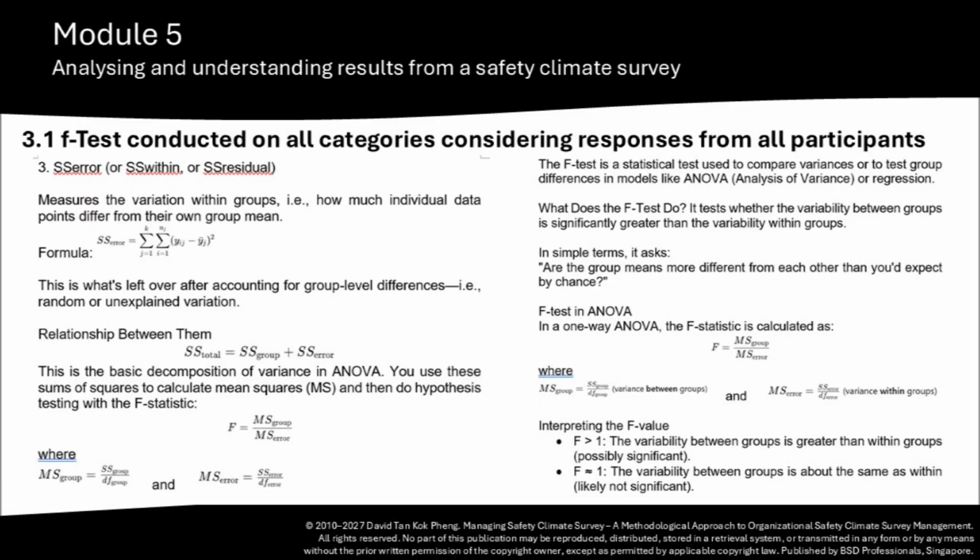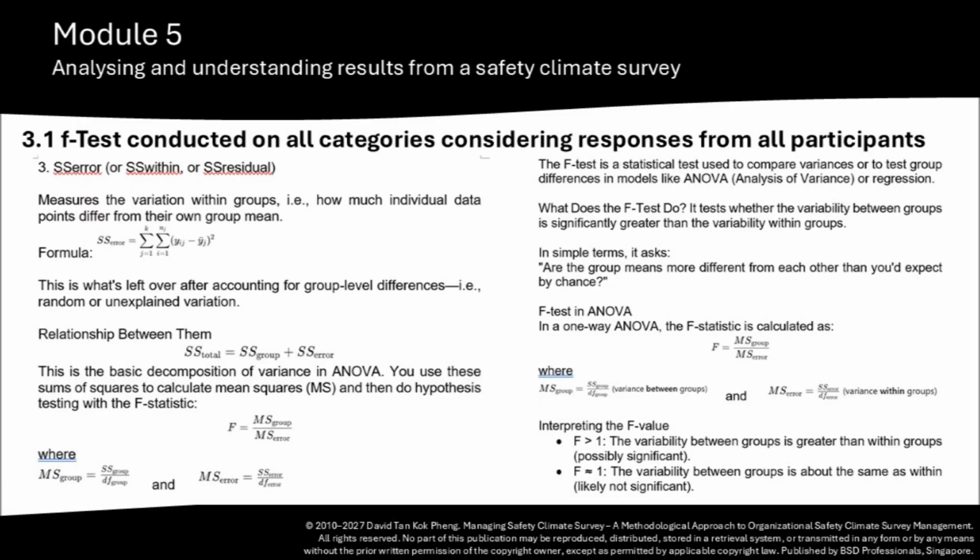In the context of ANOVA, the F statistic is interpreted as follows. If F is greater than 1, the variation between groups is larger than within groups, which may indicate a significant difference. If F approximately equals 1, the variation between groups is similar to within groups, suggesting no meaningful difference. If F is less than 1, it usually indicates that group differences are not meaningful and may be due to random variation. Overall, the F-test provides a structured way to determine whether observed differences between groups are statistically significant or simply due to chance.